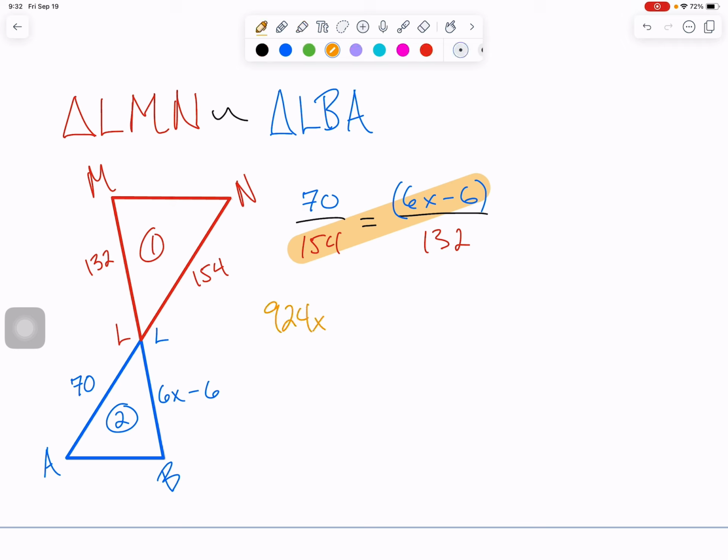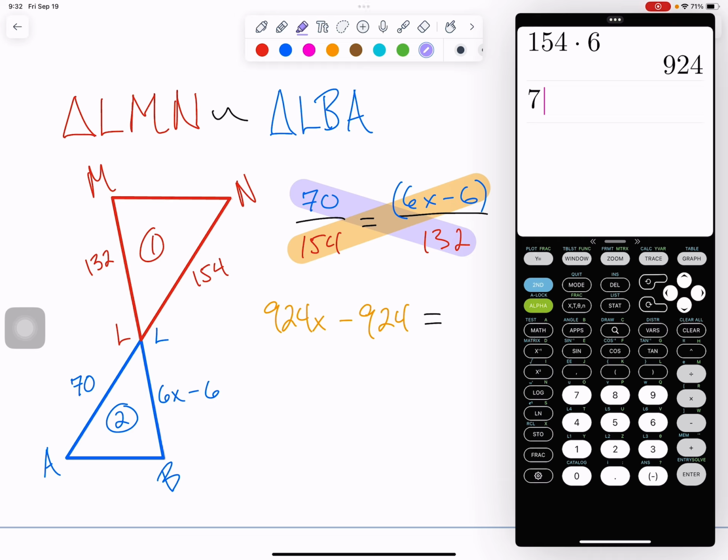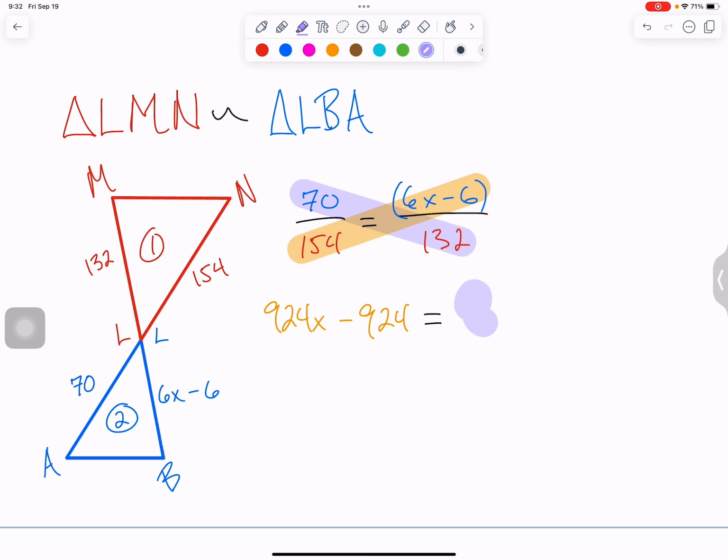Then we will do 154 times negative 6. Well, if we already know that it equals 924, let's just make it a negative 924. Then we will set it equal to, yes, 70 times 132. Let's put that in our calculator. 70 times 132. 9240.